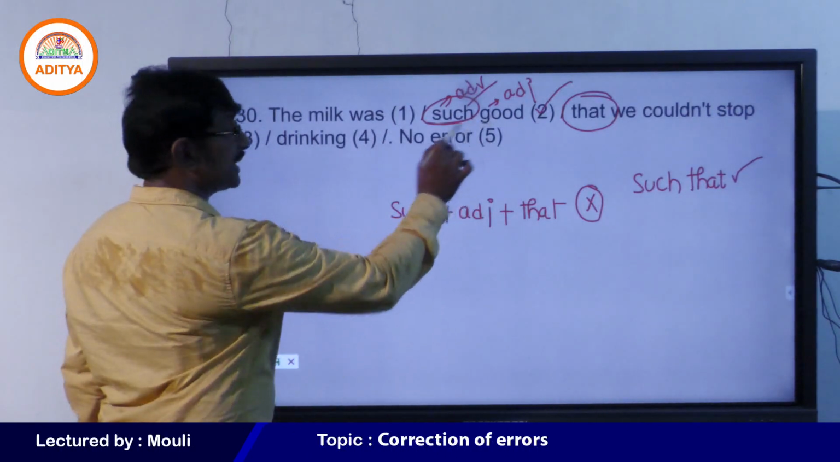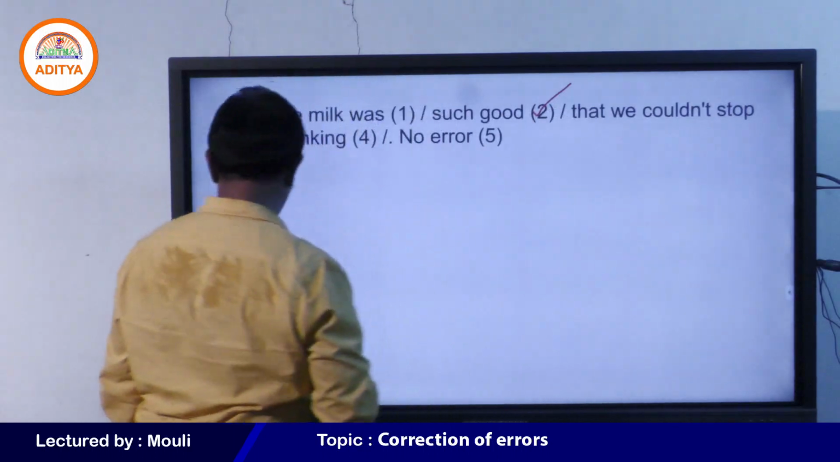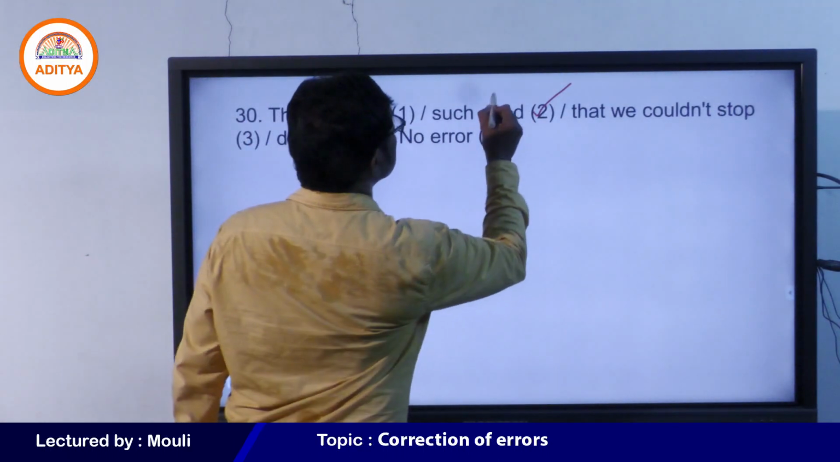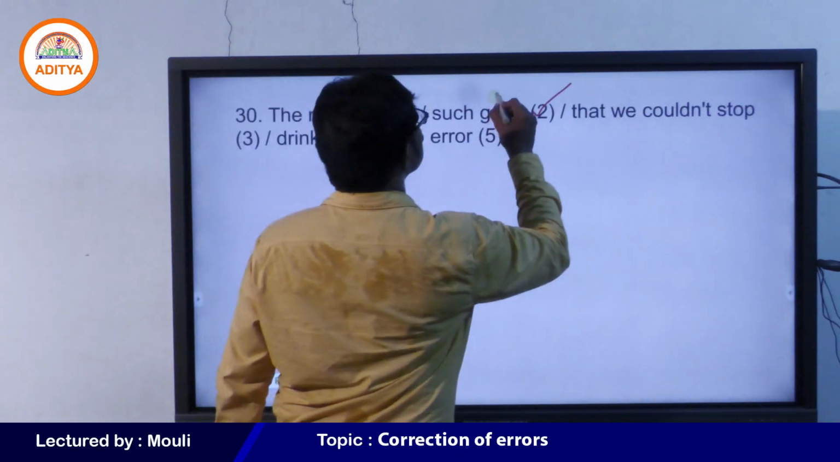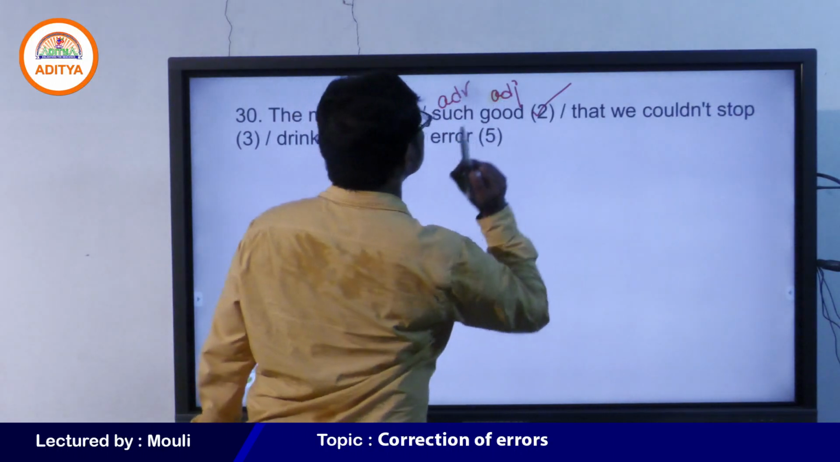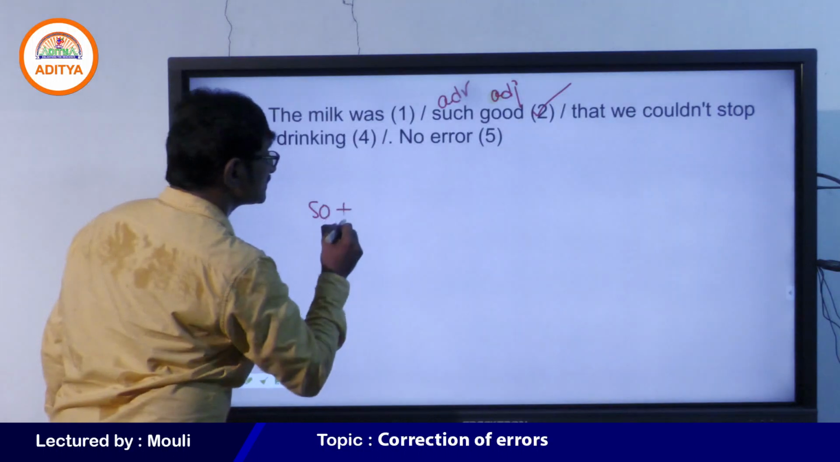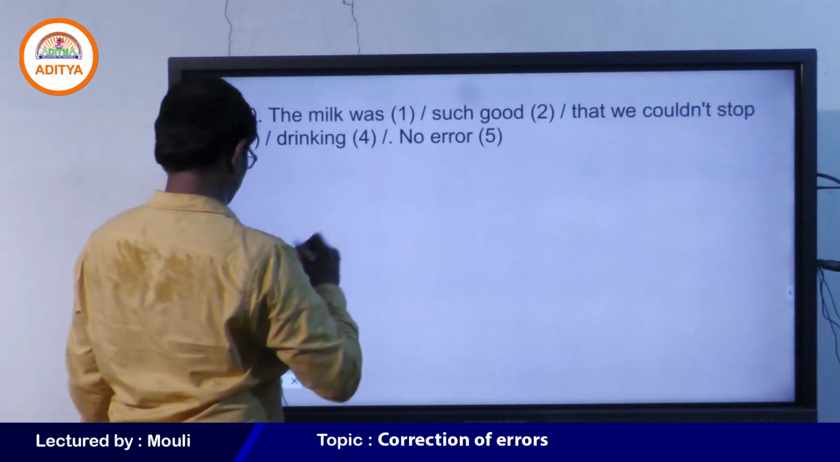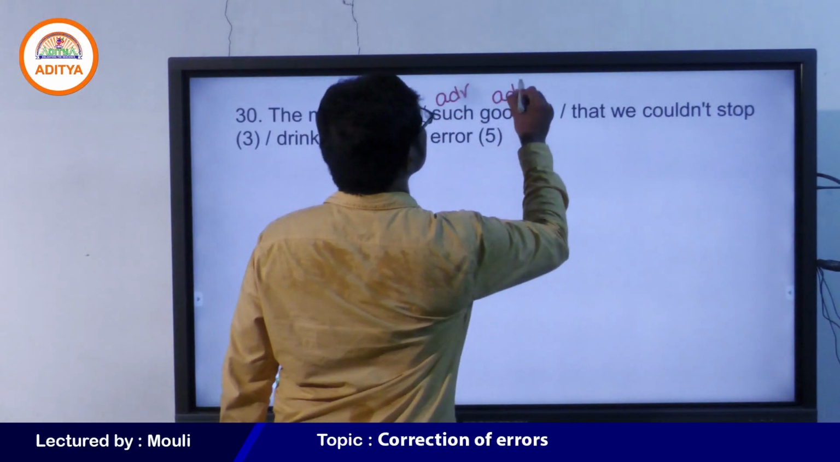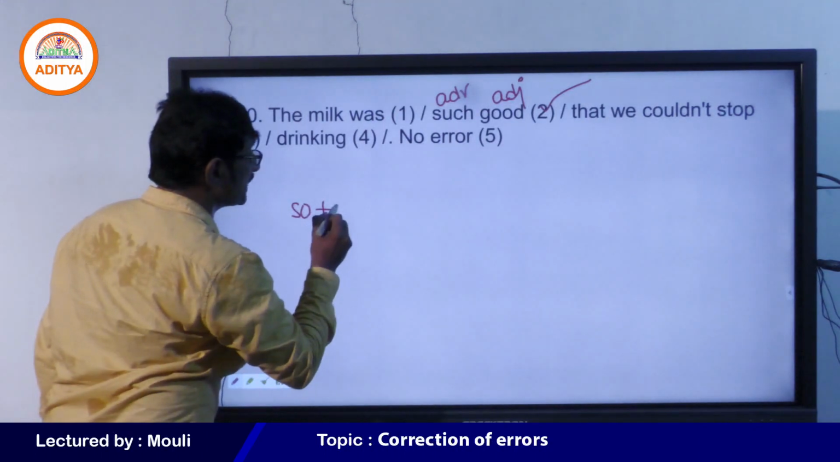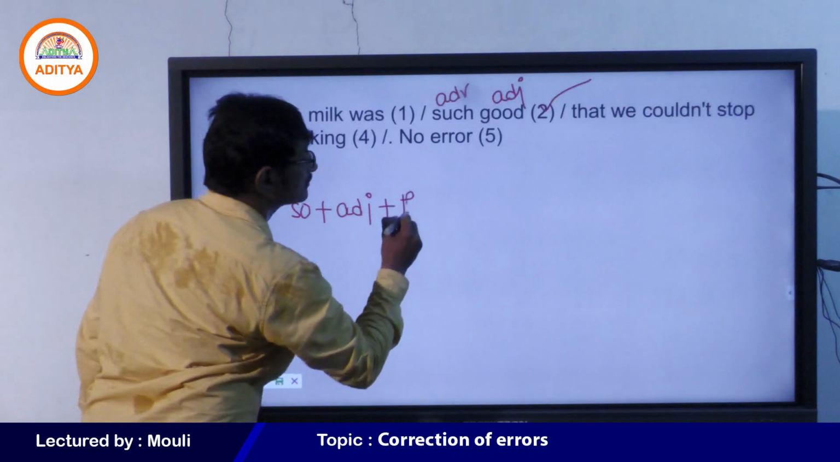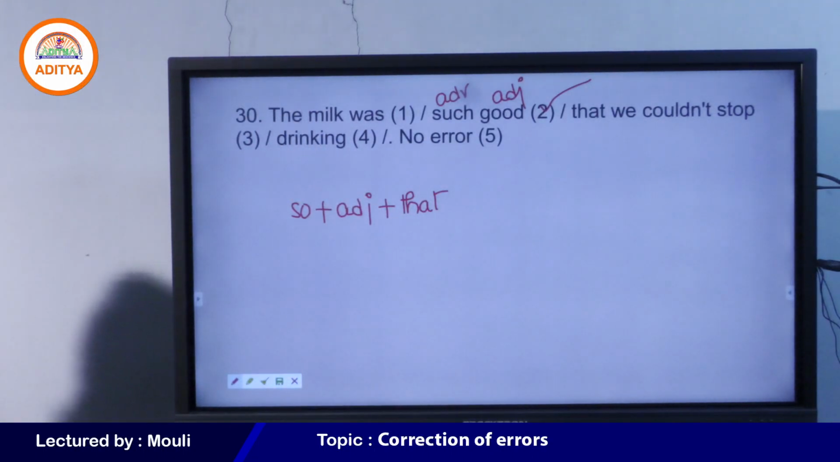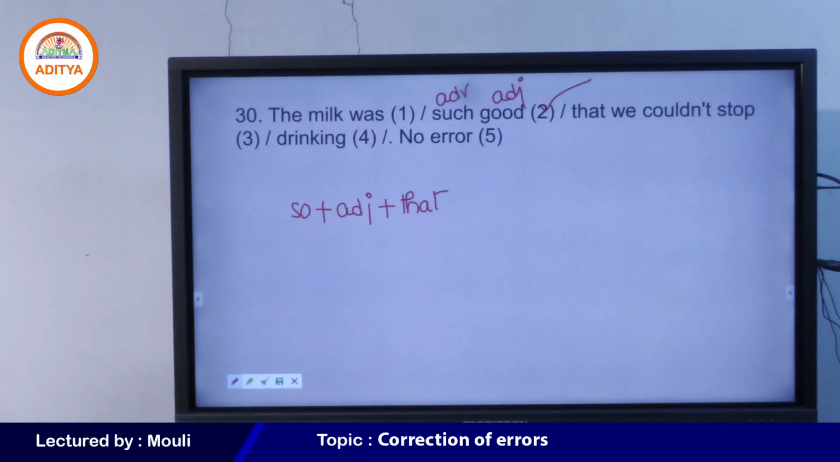Now again I will show you. Did you write this? Now I will show you. 2 is the answer. Here this is adjective and this is adverb. So what will be there? This is adverb, this is adjective, and this is the answer. Now there will be so plus adjective plus that. That is so plus adjective plus that it is, students. So plus adjective plus that, not such plus adjective plus that.